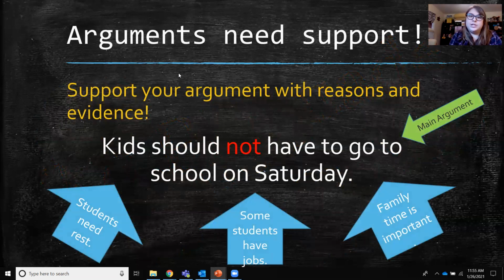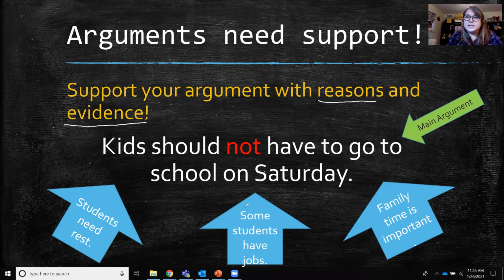And since arguments are meant to be persuasive, they have to have good support. I'm not really going to believe something if there's not good support to go with it. So we want to be able to support our ideas with good reasons and good evidence. Our next lesson is going to focus on how to identify a good reason and a good piece of evidence from a bad piece of evidence and a bad reason. So we're going to work on how those work next week, but I just want to show you an example of how that might work.